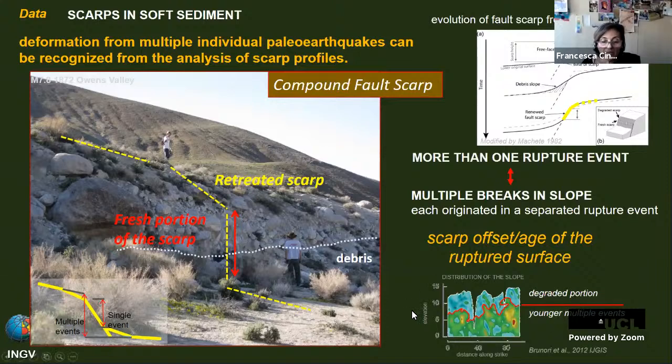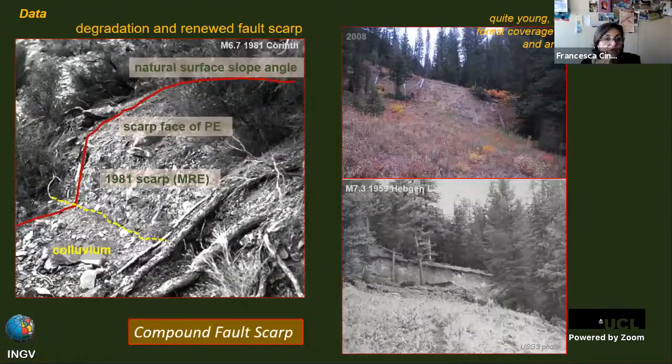Even in this case, high resolution DEMs are really helpful because, through their analysis, we can depict punctual changes of the slope, and so have an analysis of the distribution of the slope also along the strike of the fault.